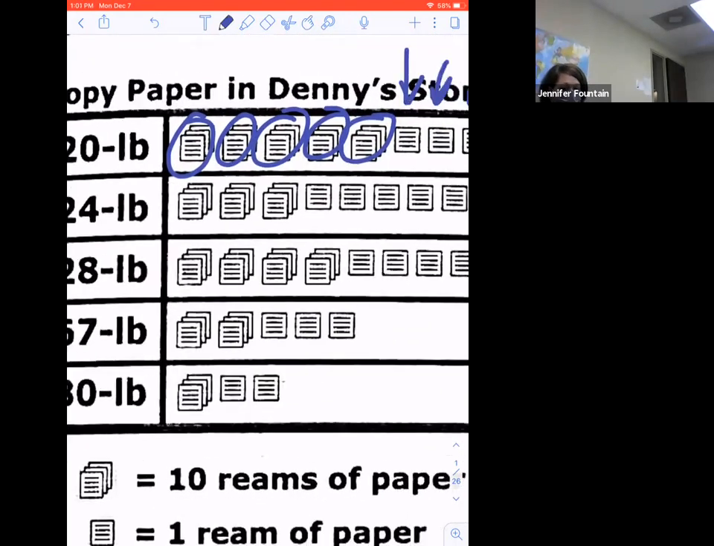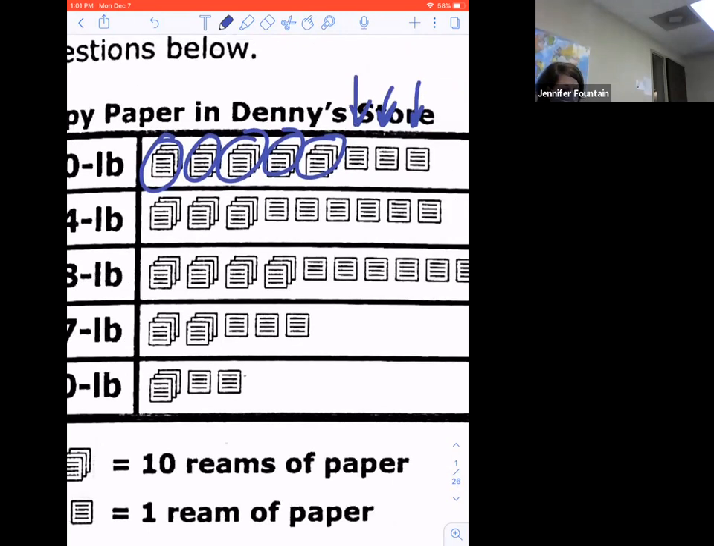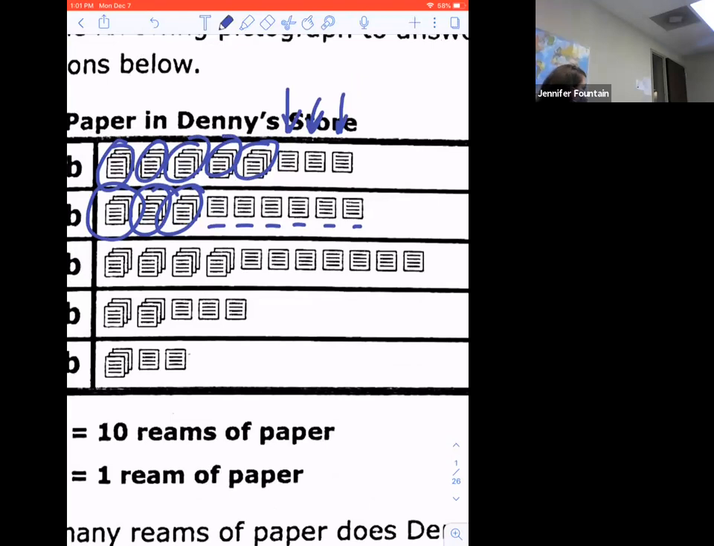Let's look at 24 pounds. How many 10-ream pictures do I have? Look at your 24-pound chart. How many do we have showing 10 reams? 3. 1, 2, 3. What's 3 times 10? 30. And then we have 1, 2, 3, 4, 5, 6 individuals. So what number is represented on that chart? 36. Good.